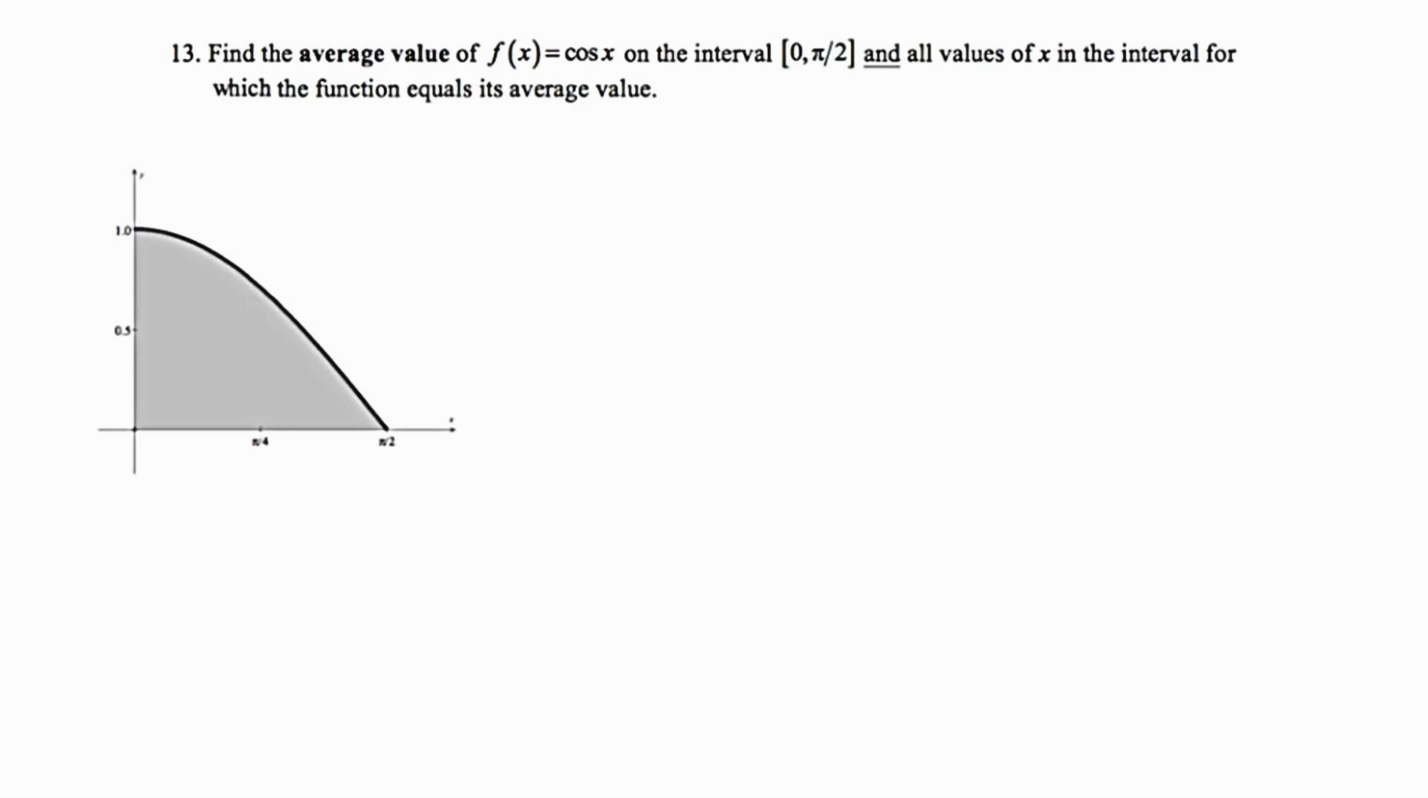So in this problem, we're asked to find the average value of a function f on the interval from 0 to pi over 2 and all values of x in the interval for which the function equals its average value. So let's start by setting up a definite integral using the average value formula.